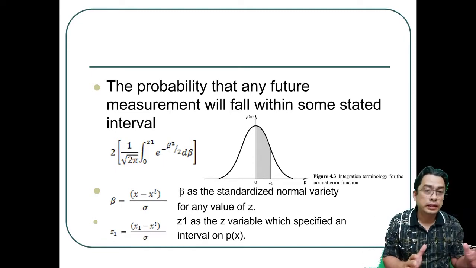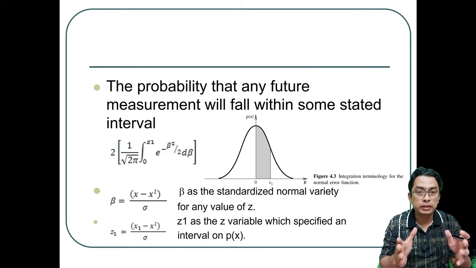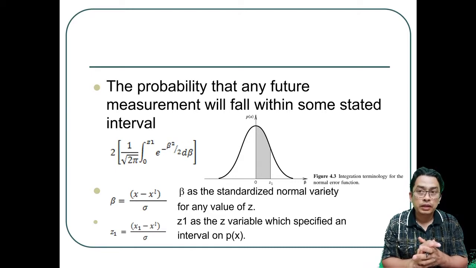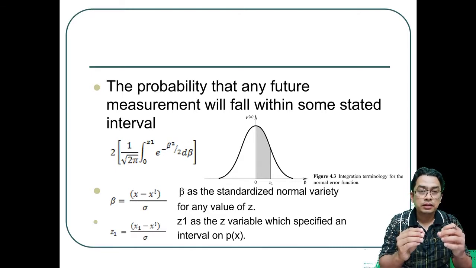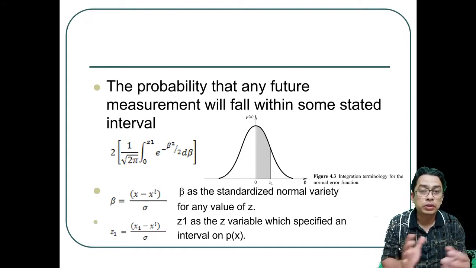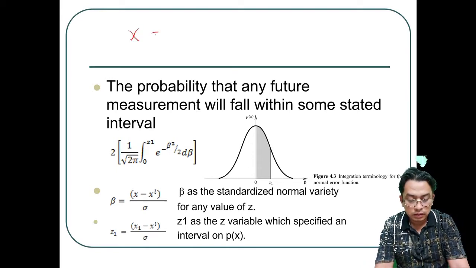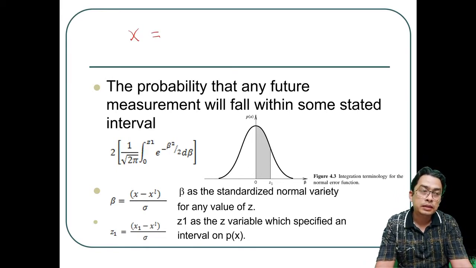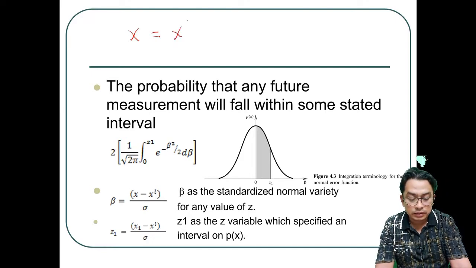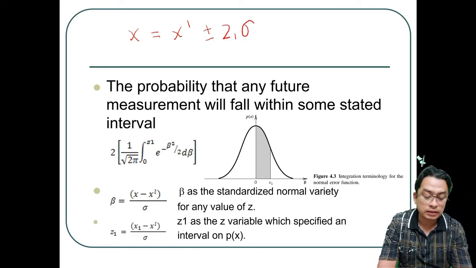Later on we will see the example, but first we want to establish these things so that we have more understanding of this one. Let's say we have x, the measurement of x, and then we took about, let's say, 1000 measurements. So we can say that x will appear in the interval of x prime, which is the mean value, plus or minus the interval, which in this case is z1 times variance.